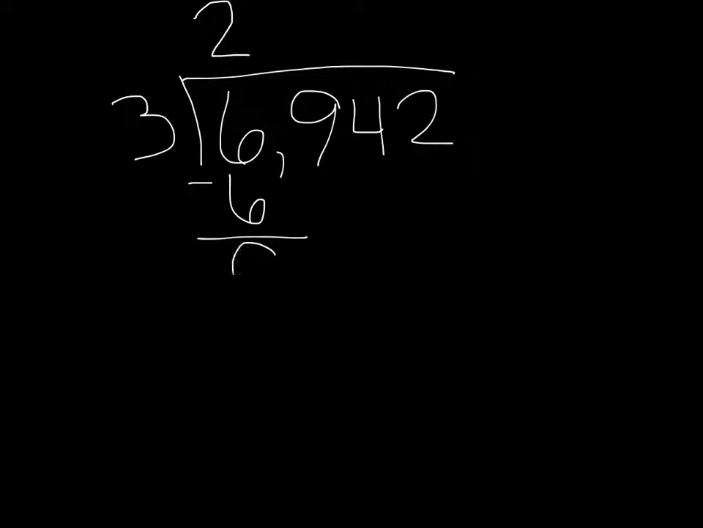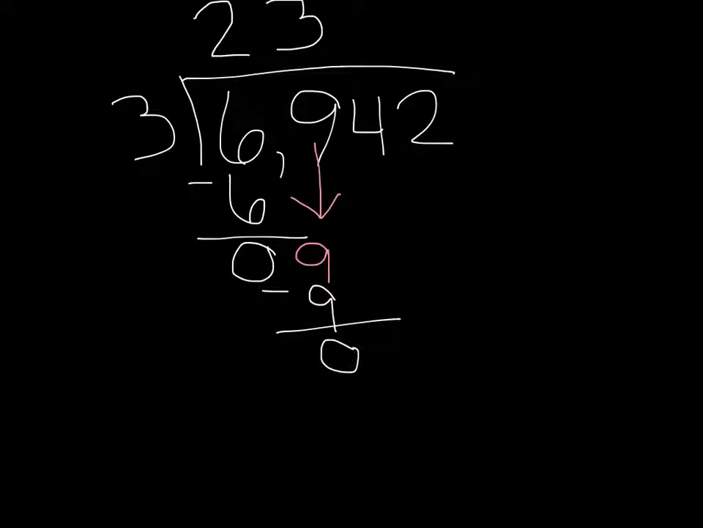So 6 minus 6 is 0. Next step, bring down the next number. How many times can 3 go into 9? Well, we know 3 times 3 is 9, so I'm going to put a 3 up top. Then you multiply 3 times 3. 3 times 3 is 9. We subtract and get 0.